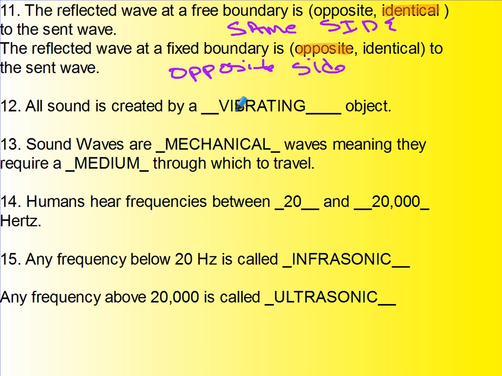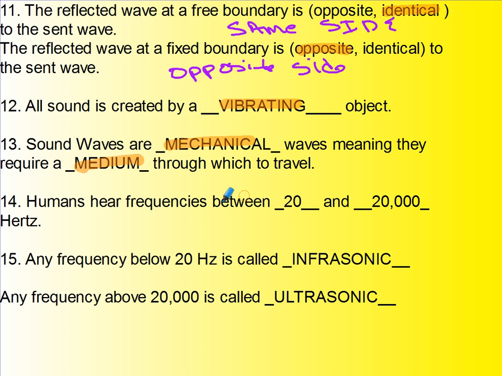All sounds are created by a vibrating object. If you have a string wave, your hand is a vibrating object. Electromagnetic waves, vibrating electrons. Water waves, I don't know, a bobber? All waves are created by a vibrating object. Okay, sound waves are mechanical because they have to have a medium.